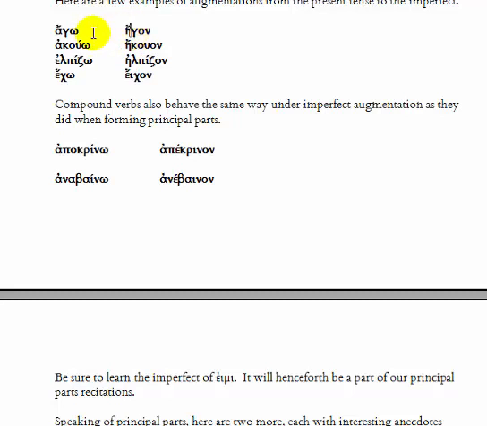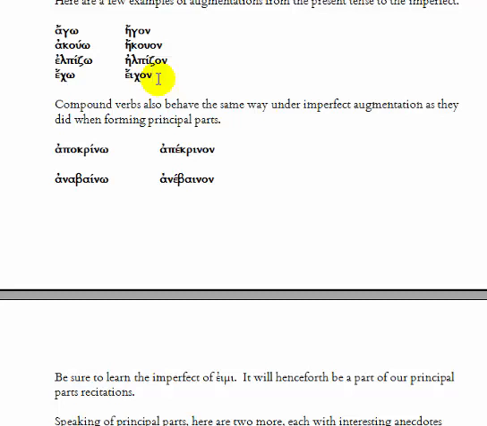So to form the imperfect from a verb that begins with a vowel, you just make an elongation. Now echo, the word for have, is a little bit unusual. Instead of getting the eta there, we get the epsilon iota. That's how the elongation is handled there. Don't ask me why that is. It's just the way that it is. So look for that.